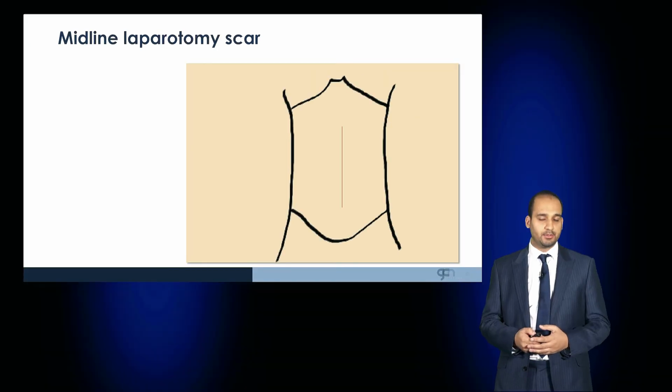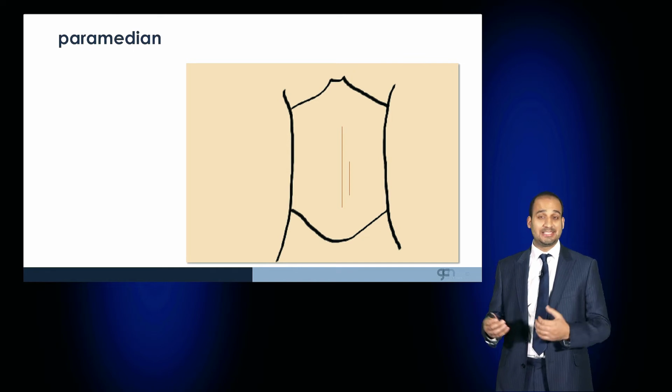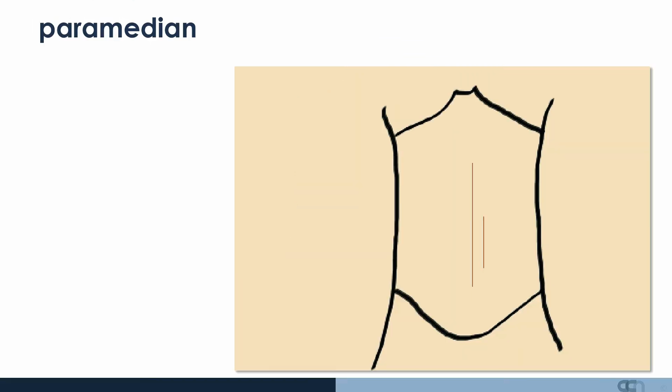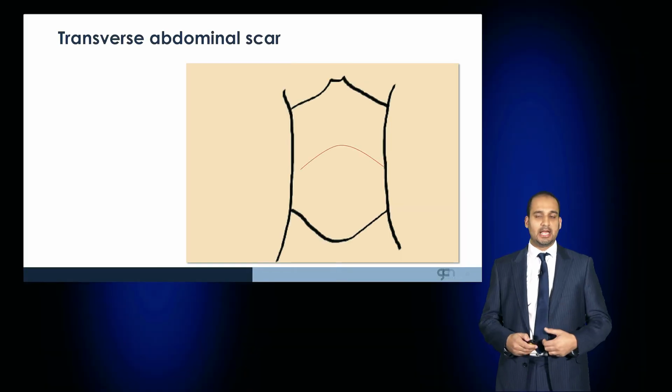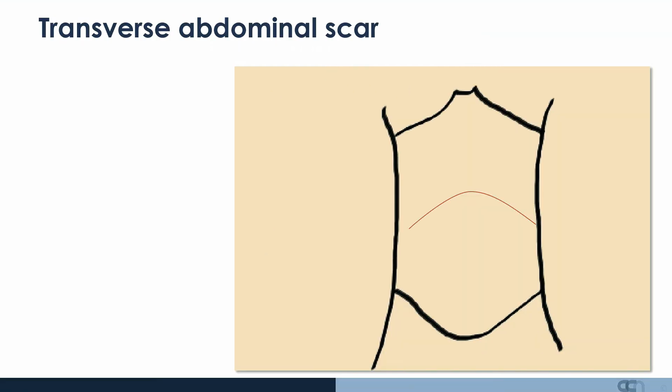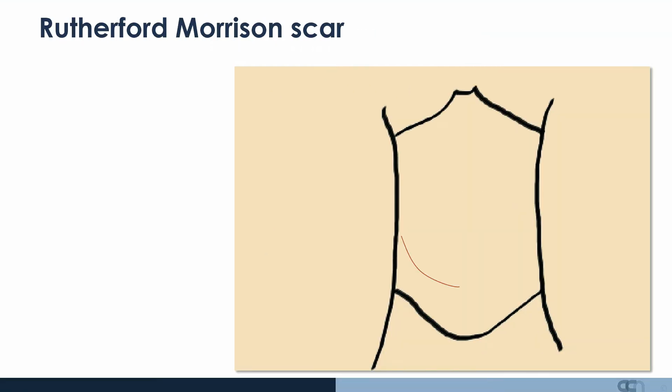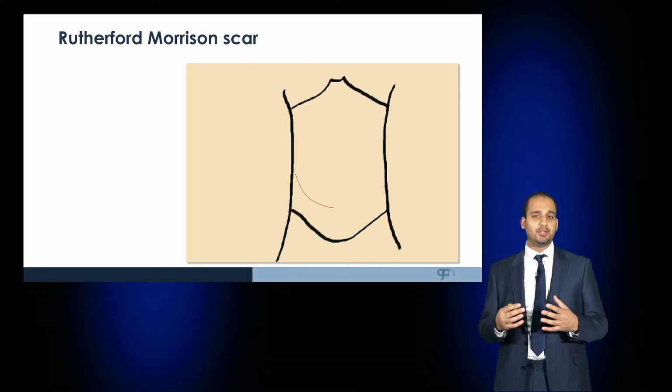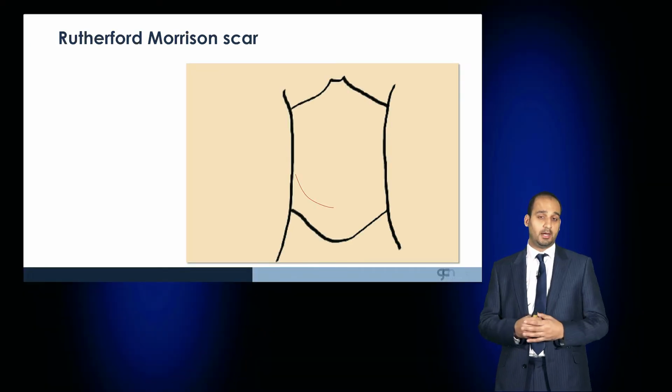Here is the midline laparotomy scar that we saw earlier in the patient that can be used for intestinal surgery. Sometimes a specific area is needed, and you can use a smaller paramedian incision. To access the abdominal contents for vascular surgery or aortic surgery, you may see a transverse abdominal scar. Another important scar is the Rutherford-Morrison scar, which is an inverted hockey stick scar that you may see used for renal transplantation.